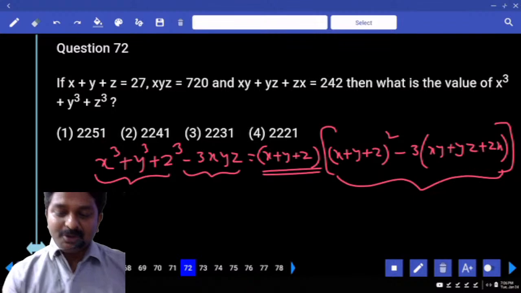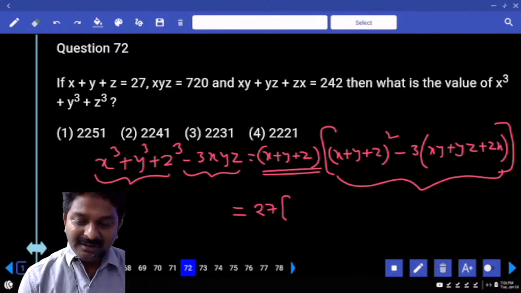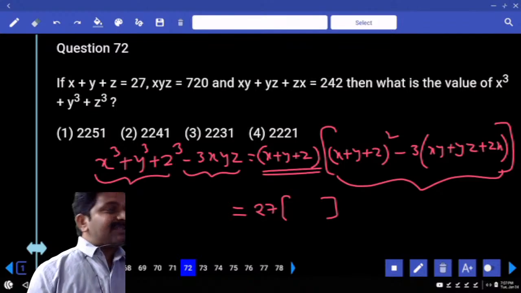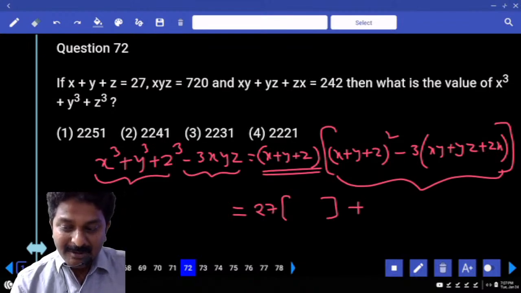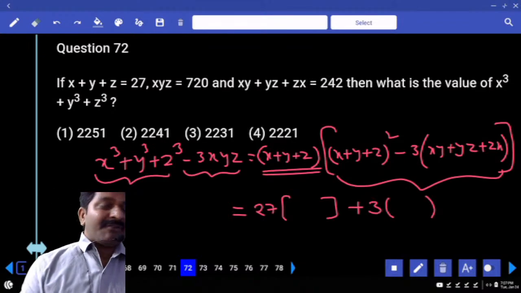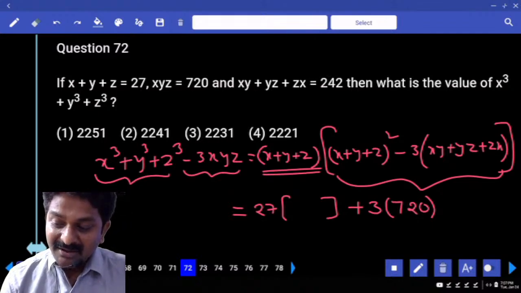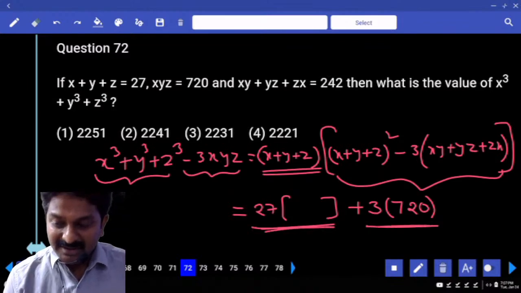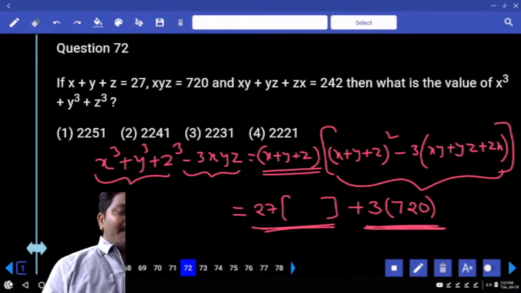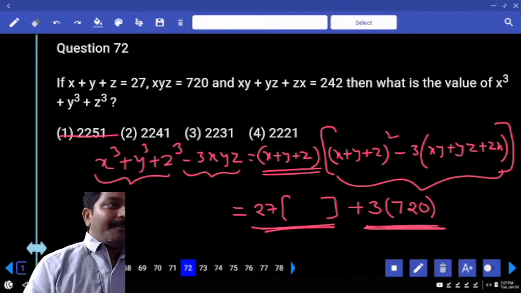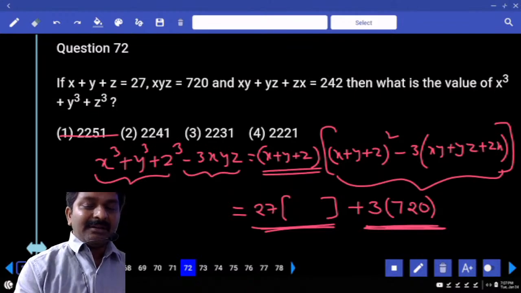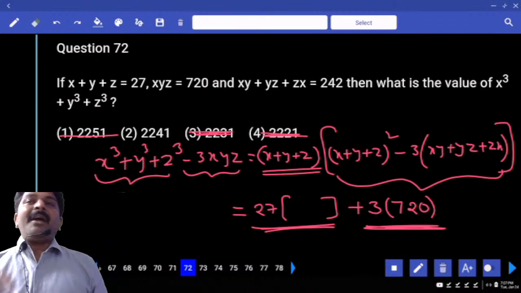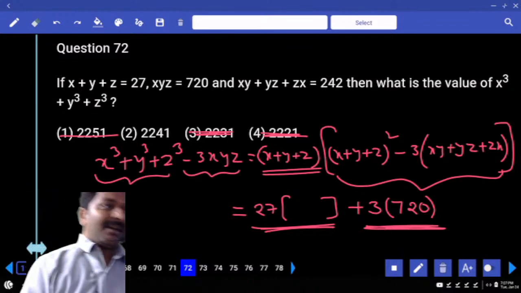27, into some number, I don't care what comes inside the bracket, but that is a multiple of 9. Minus 3xyz goes to the other side and becomes plus 3xyz. 3 times xyz, how much is xyz? 720. 720 is also a multiple of 9. This is also a multiple of 9, and this is also a multiple of 9. The sum is a multiple of 9. Can it be first? Can it be second? Yes. Can it be third? Can it be fourth? If you can find multiple options, then you need to solve the entire equation.